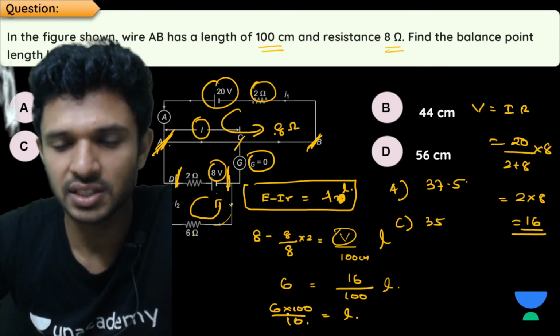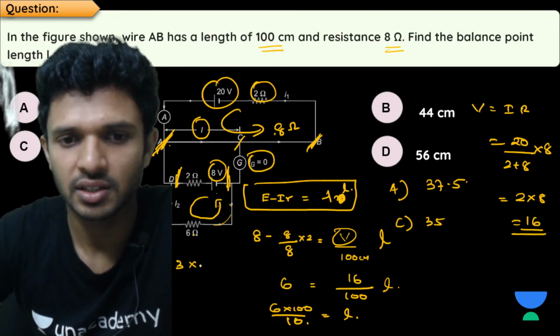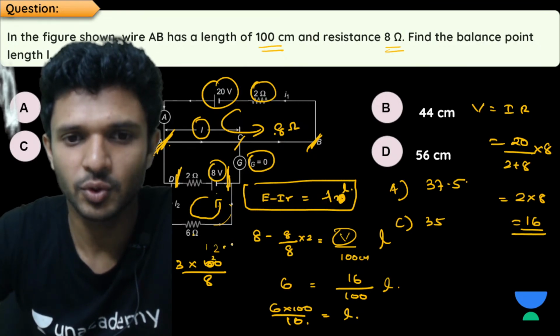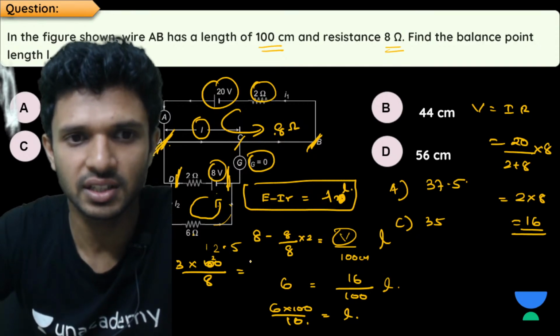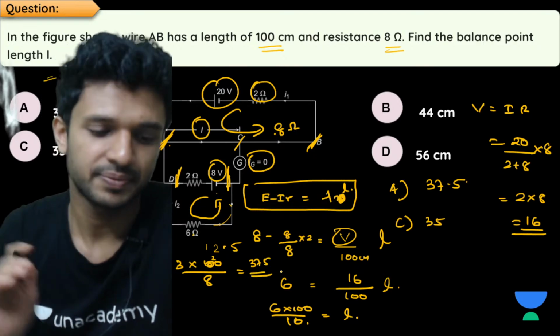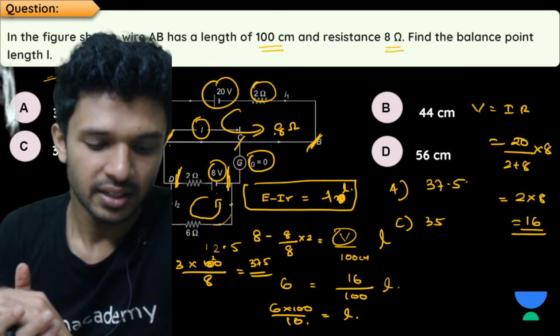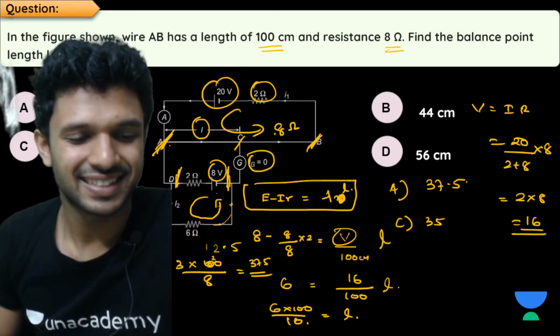So how much is this going to be? 6 becomes 3, into 100 divided by 8, right? And 8 in 10 one time, 2 times, then 4, 5 times. So 12.5 into 3 is 37.5. हो गया. Done.